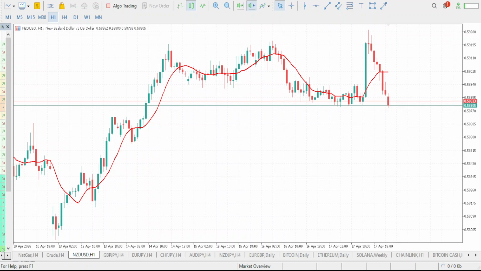So let's take a look at what we are going to be expecting for the day on our New Zealand dollar USD. That is what we are going to be looking at for the day.